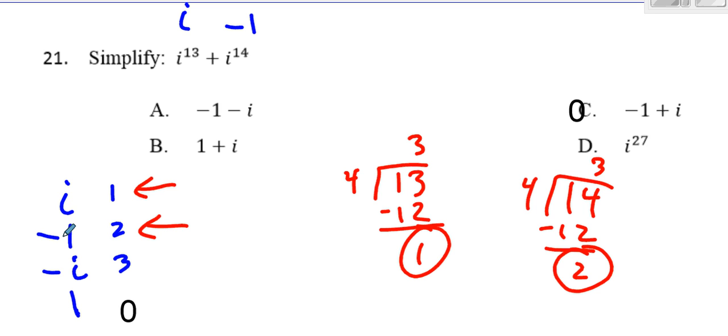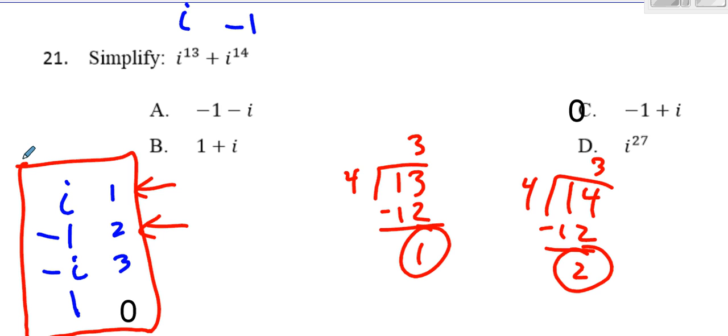It's the same thing. You can either count all the way through, or you can do division, and the remainder tells you what it's going to be. But either way, you have to know i, negative 1, negative i, 1. Two negatives in the middle.